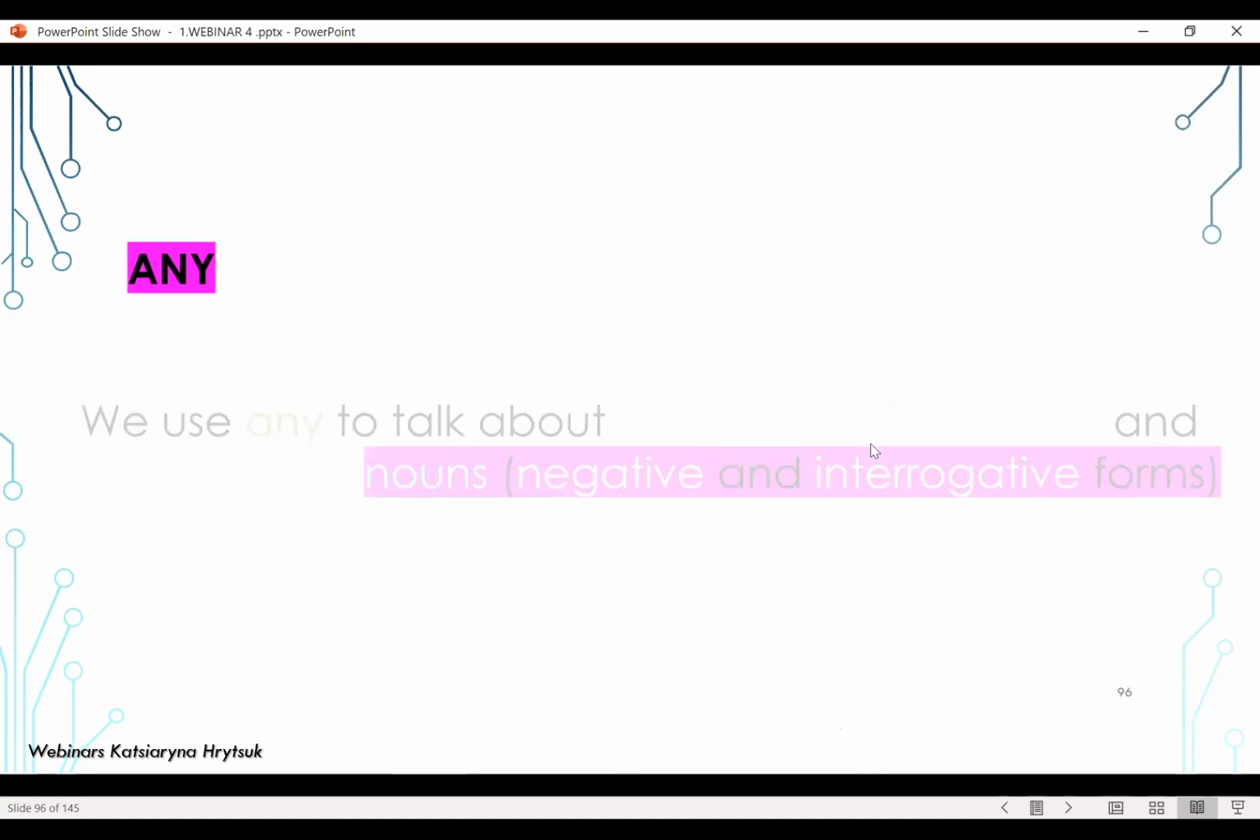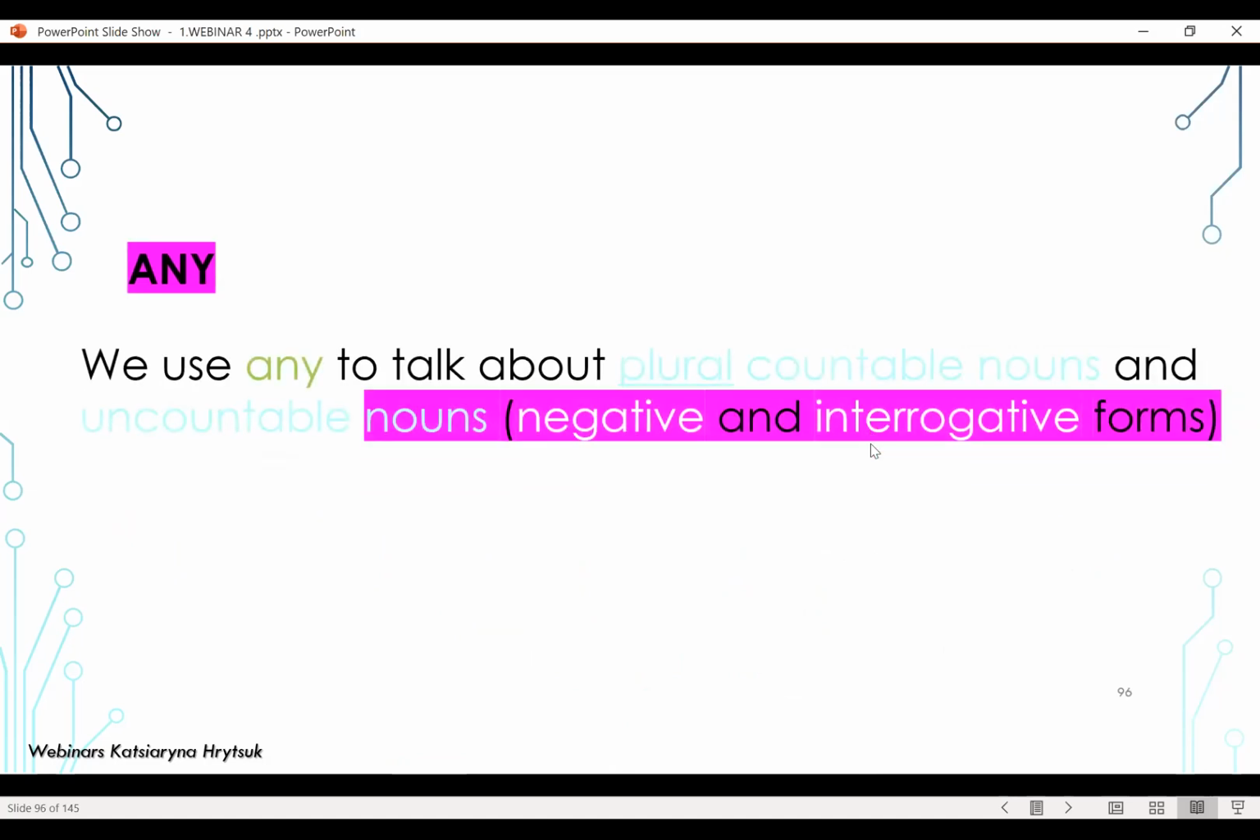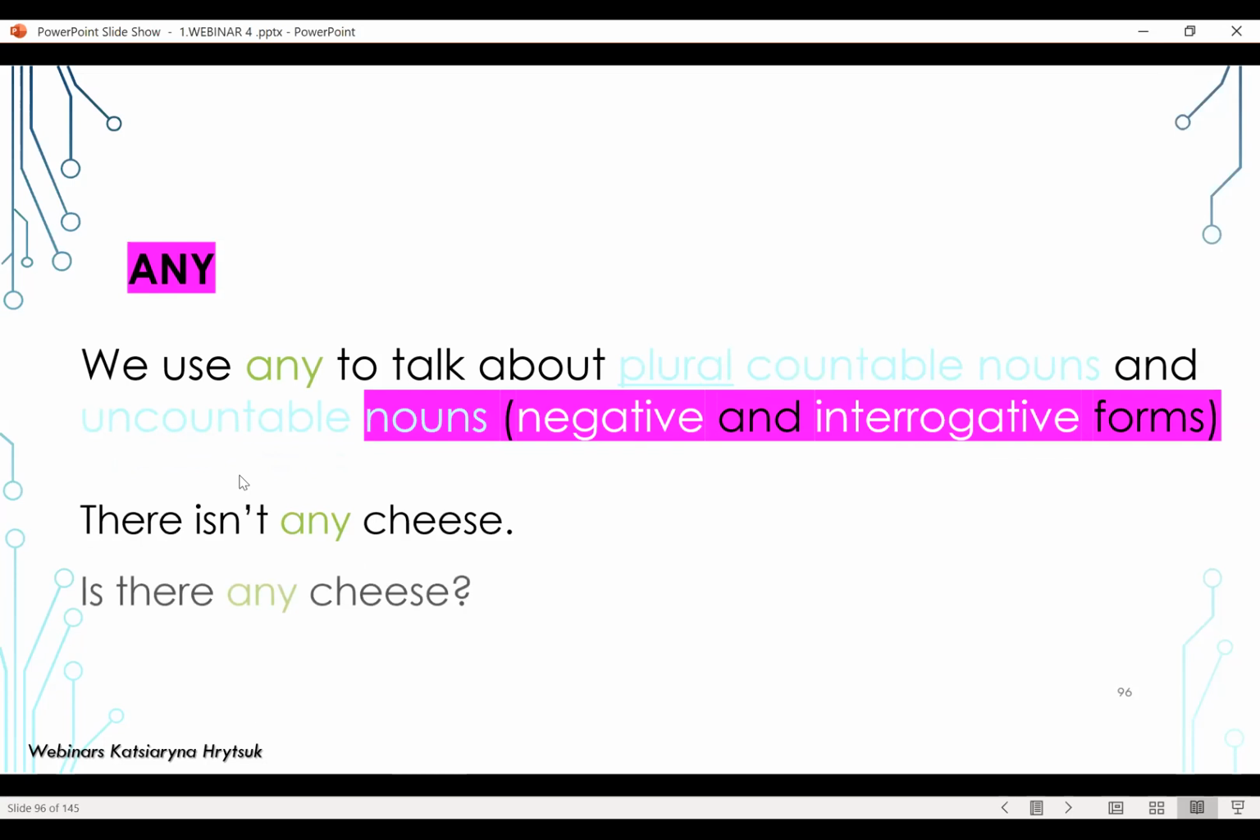Next, any. When we use any, we talk about plural countable nouns and also uncountable nouns. But remember, it's always in negative and interrogative sentences. Example, Zhenya. There isn't any cheese. Yes, because we use any since the sentence is negative. Okay, next, interrogative sentence, Sophia.